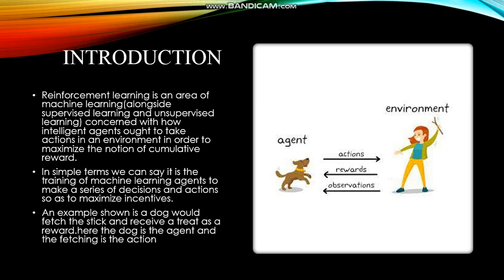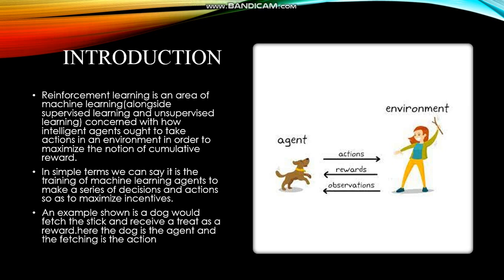In simple terms, we are training machine learning agents to make a series of decisions and actions so as to maximize the incentive. We can look at the picture here. The agent is the dog, and there is the environment, and then we have the actions the dog is supposed to perform, and it can get a reward. The reward can either be positive or negative.